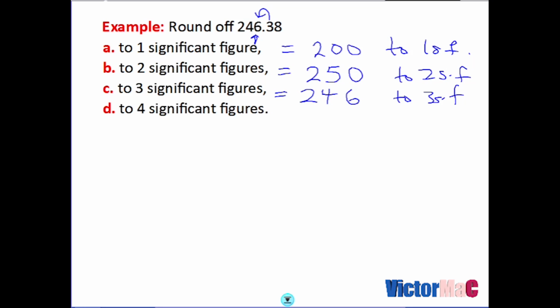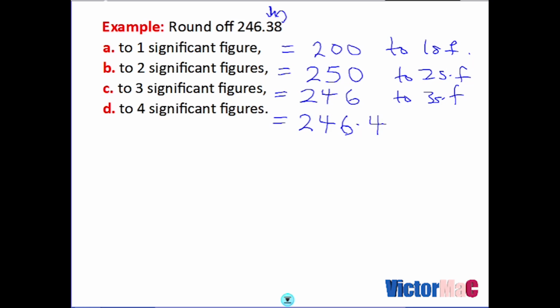And then the last one, to 4 significant figures, we're going to have 1, 2, 3, the fourth digit. Before I write the fourth one, I'm going to ask, will the 3 here be rounded up by 8 or not? Of course, we rounded up, so we're going to have 4.